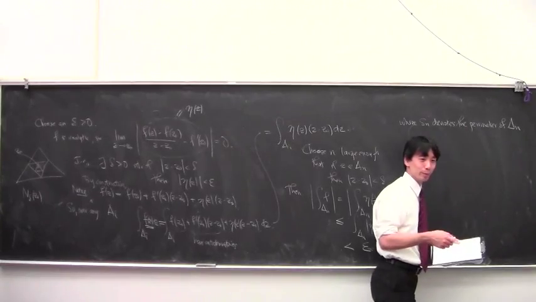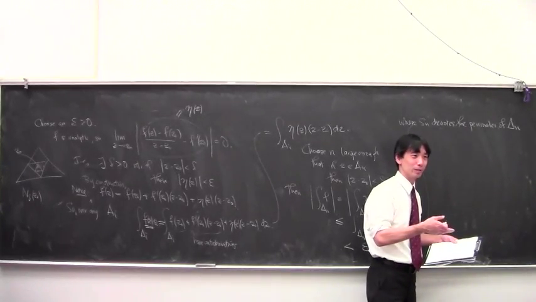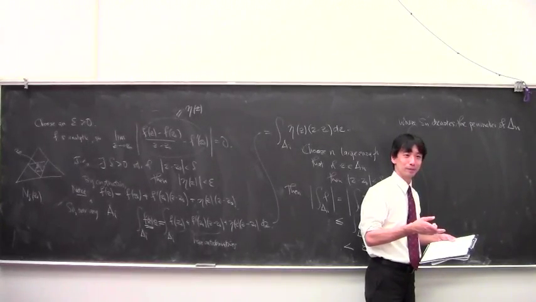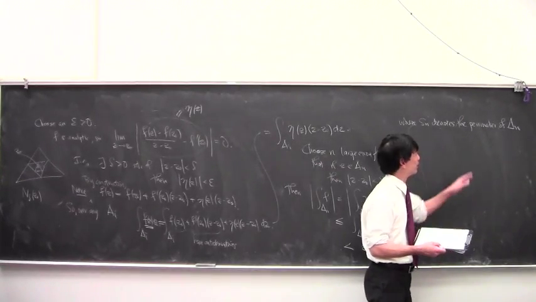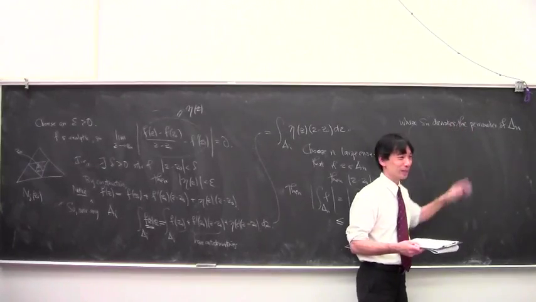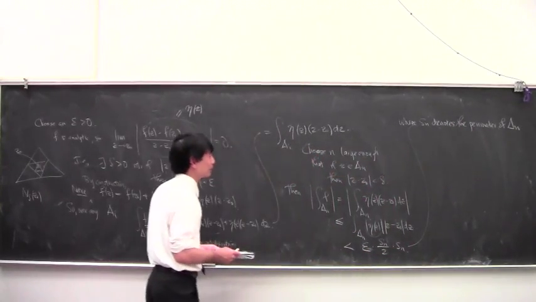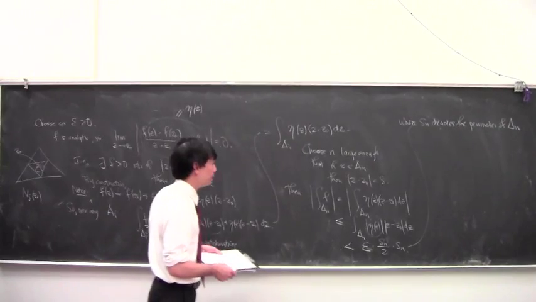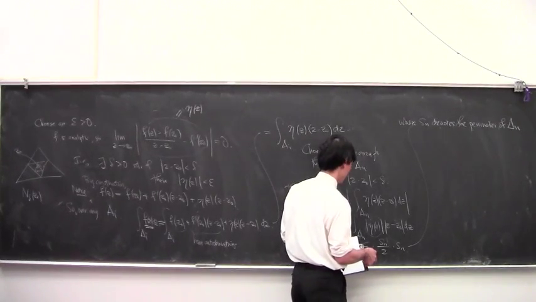I'm sort of blanking out. Does perimeter mean the length of the boundary, or does it just mean the boundary? Length. So I don't need to say the length of the perimeter. Okay. Right.